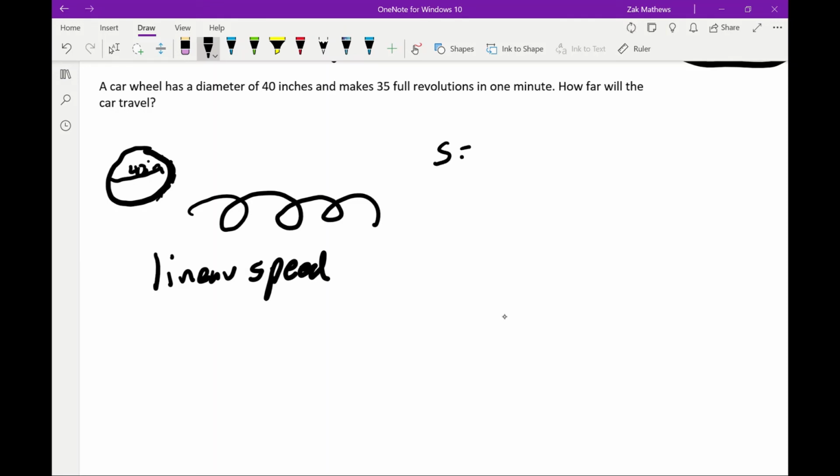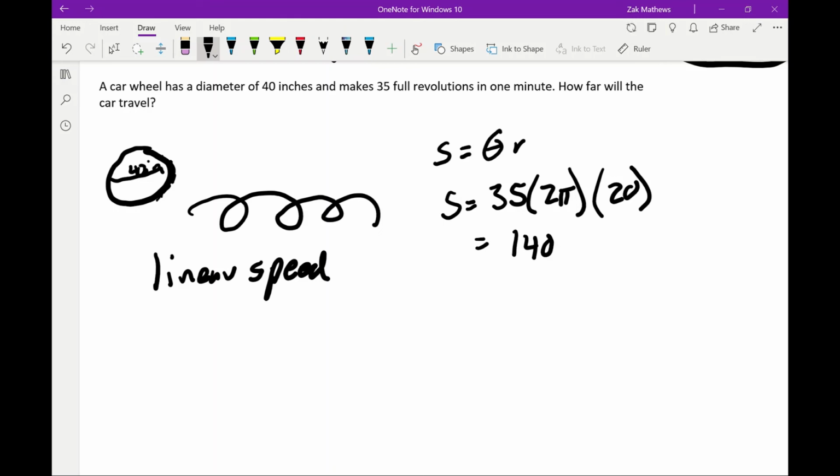So let's find the arc length. The arc length is equal to theta times r. Again, we're not given the theta directly, but we're told 35 full revolutions. We know a full revolution is 2 pi. I do want to use the 2 pi, not 360, because we need to make sure that we're using radians. And so for our arc length, we would have 35 full revolutions of 2 pi radians. And then the radius, well, the diameter was 40, so the radius has to be 20. And so we multiply all this together, we get 1,400 pi.